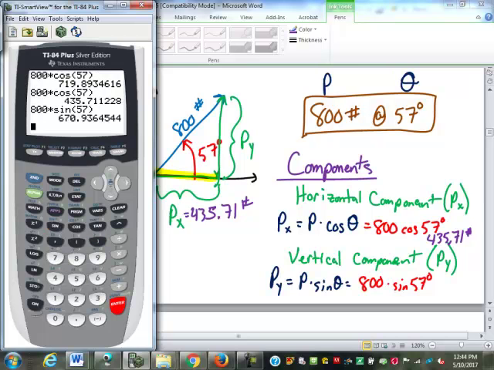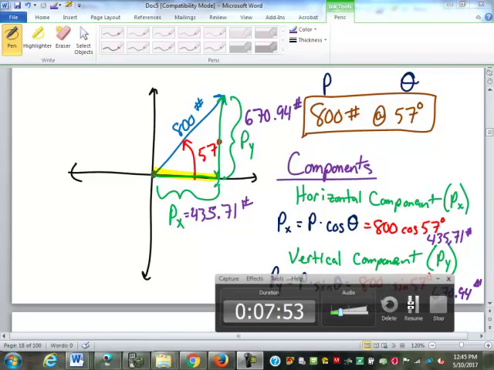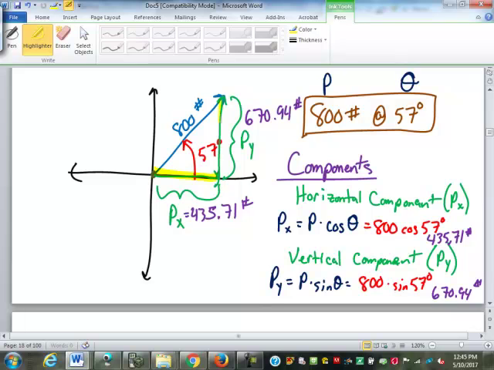Gives us 670.94 pounds. Okay. So this up here is 670.94 pounds. I'll pause for you. So what I just found there was that component right there.